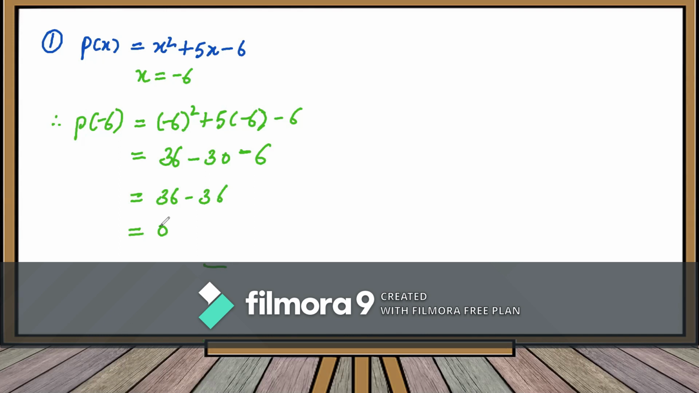So is x equal to minus 6 a root of the given polynomial? Yes, it is a root of the given polynomial. Why? Because p of minus 6 is equal to 0. That means when we put the value x equal to minus 6 in the given polynomial, it is satisfying the equation. So therefore x equal to minus 6 is a root of the given quadratic equation.